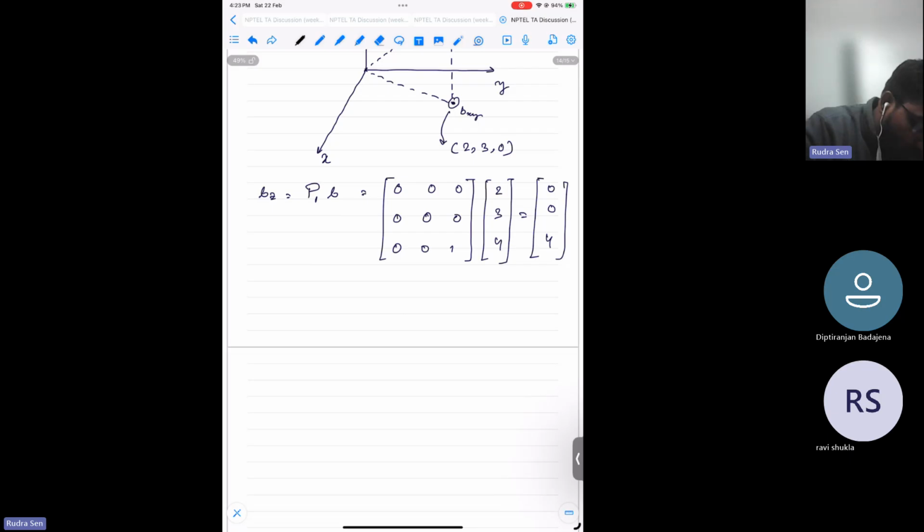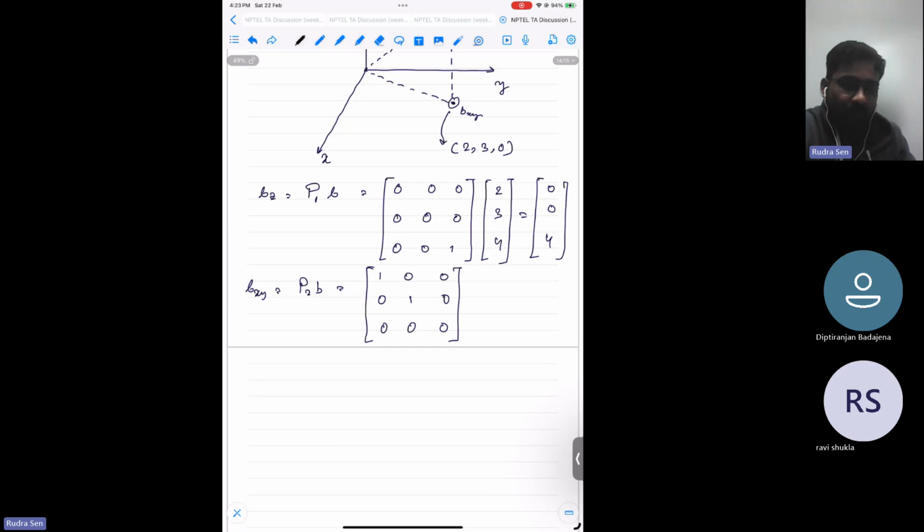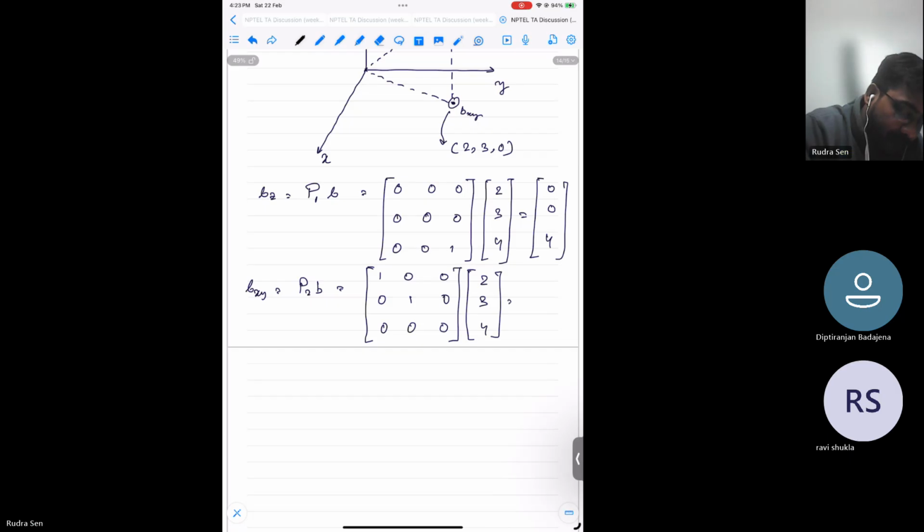Now for the projection of the B vector on the XY plane, there is another matrix P2, whose rows are 1, 0, 0, 0, 1, 0, and 0, 0, 0. We do not need any Z axis, because we are projecting on the XY plane. Multiplying with 2, 3, 4 gives 2, 3, 0.